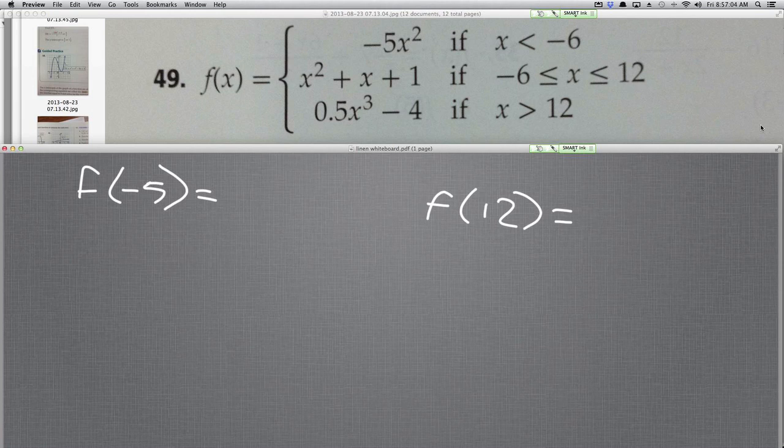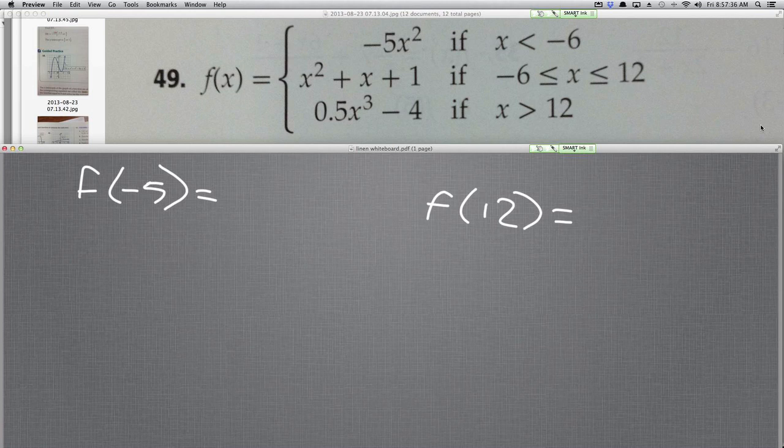Middle. Why the middle? Because negative 5 is between negative 6 and 12. So you only look at the right side? The right side tells me which one of these three to use. So I take my number I'm plugging in, figure out which one of these it fits in, and then plug it into the function that goes with it. How do you know negative 5 then? The problem tells me to find this and find this.